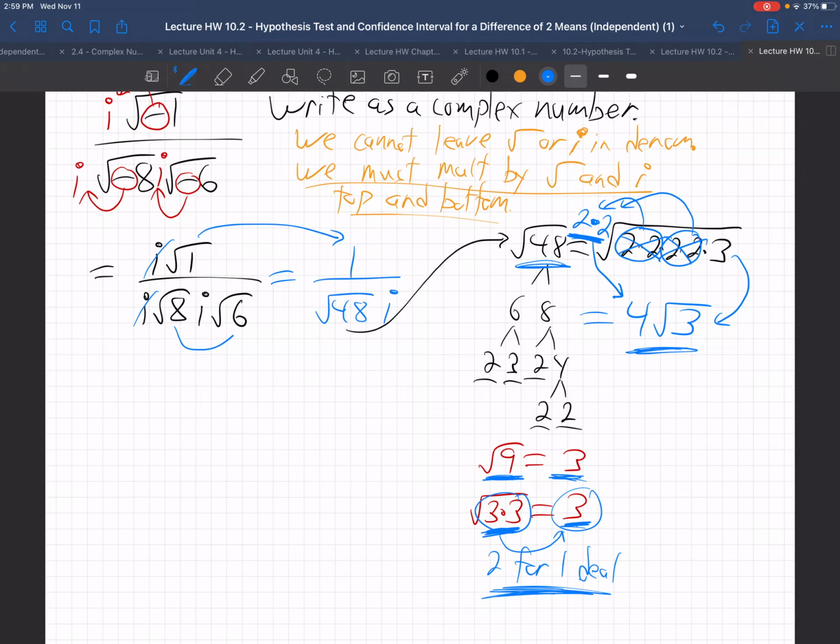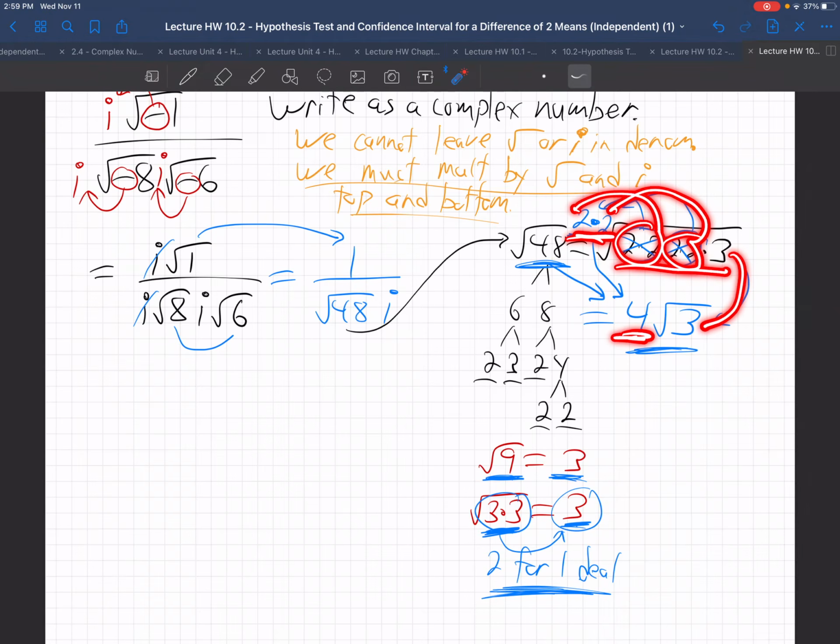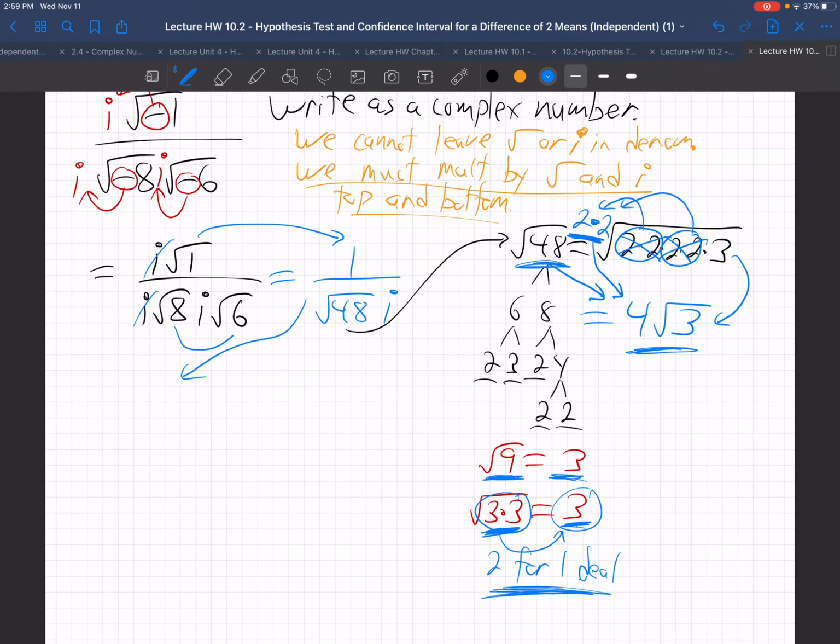So what is that? That's the simplification of the square root of 48. Break it all down to its little pieces, 4 2's and a 3, and then 2 2's sends a 2 out, 2 2's sends a 2 out, 2 times 2, 4 outside with a 3 left on the inside. So the breakdown of root 48 is 4 root 3. That means this becomes 1 over 4 root 3 I.